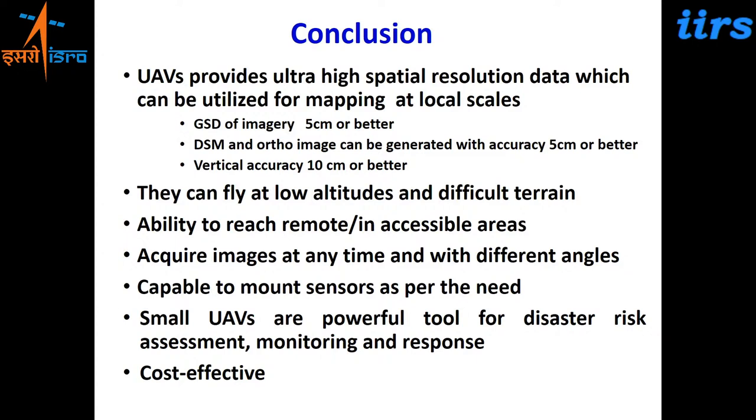They can fly at low altitudes in difficult terrain, with the ability to reach remote areas and acquire images with quadcopters or multi-rotors. You can fly at different angles, with the capability to mount sensors as per your requirement. So these small UAVs are a very powerful tool for disaster risk assessment, monitoring, and response and recovery operations, and they are also cost effective.